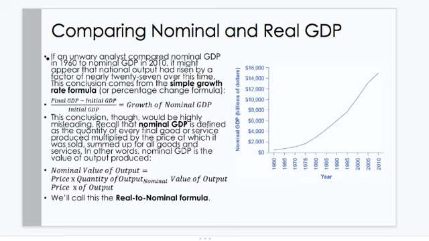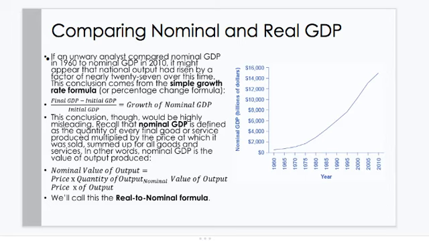Comparing nominal and real GDP. If an unwary analyst compared nominal GDP in 1960 to nominal GDP in 2010, it might appear that national output had risen by a factor of nearly 27 over this time. This conclusion comes from the simple growth rate formula, or percentage change formula: final GDP minus initial GDP over initial GDP, and that's the growth of nominal GDP.